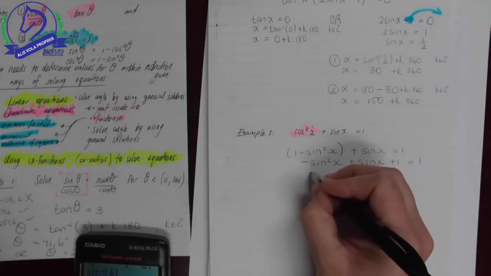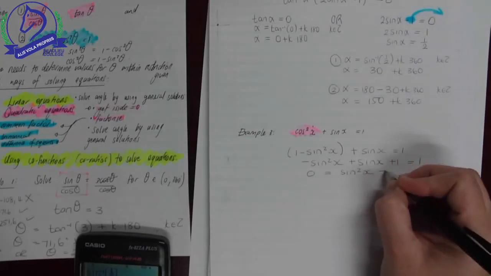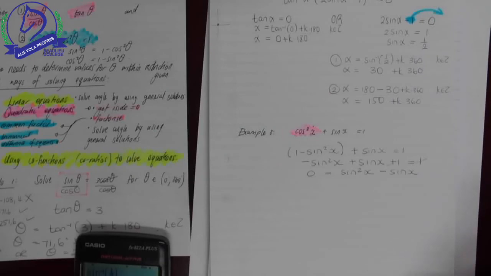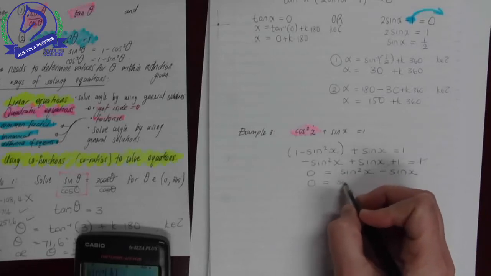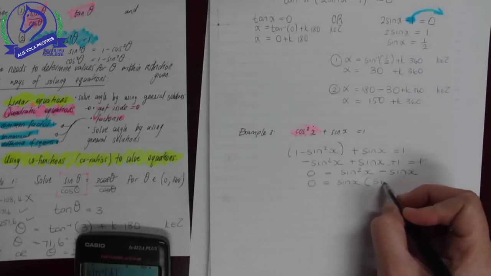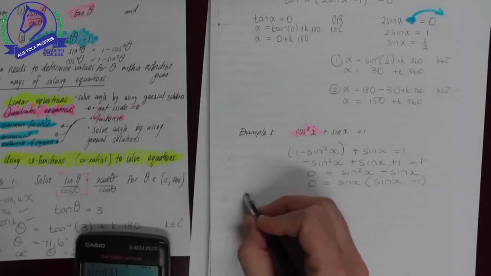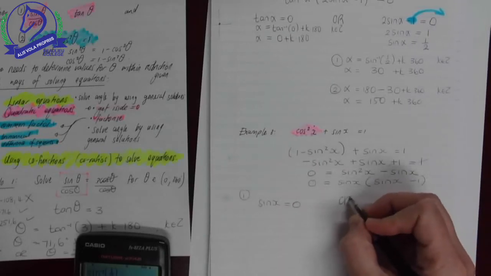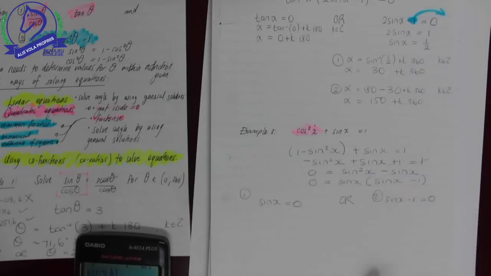Okay, if I move everything to the right hand side, I will have sine squared x minus sine x, and the 1 will cancel each other out. So this is not a trinomial, but I can take out a common factor. So I have sine x as a common factor. I'm left with sine x minus 1. What does that mean? I have two options. Sine x is equal to 0 or sine x minus 1 is equal to 0.